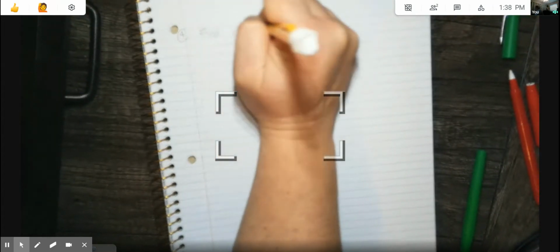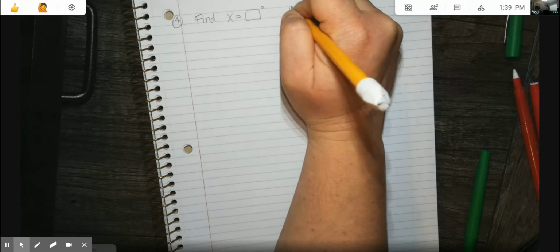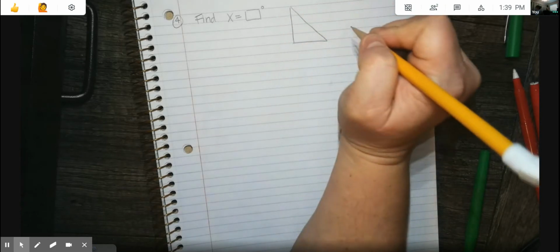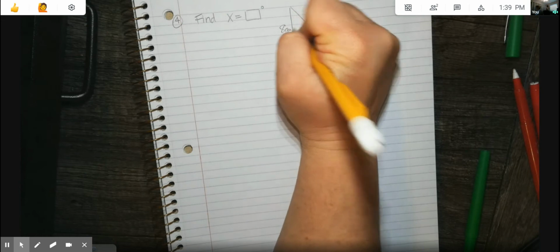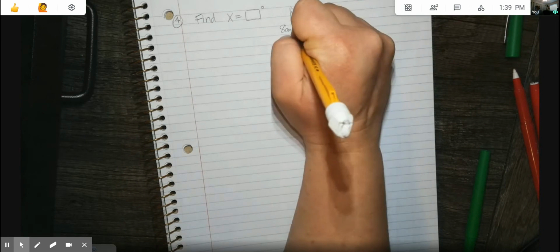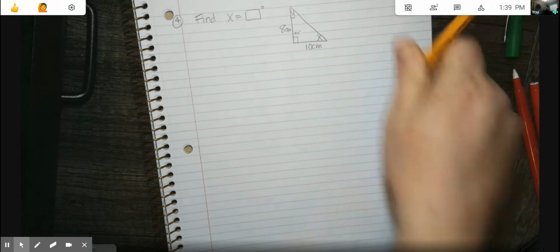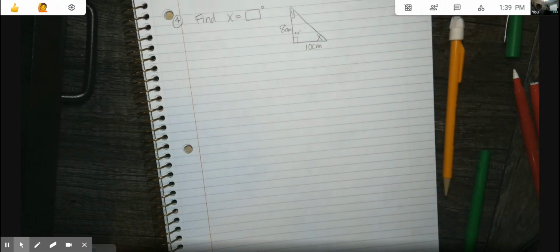This one also says find x, but it says find x degrees. Okay? Focus the camera there. There we go. So in this triangle that's given, we don't know the degrees, but we do know both side lengths. So this is also why 90 degrees down here, x is the unknown angle, and 10 centimeters. So on your calculator, this one looks a little bit different. You're trying to find the degree measurement there.